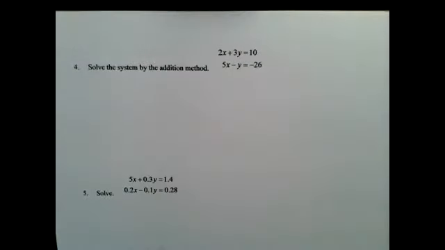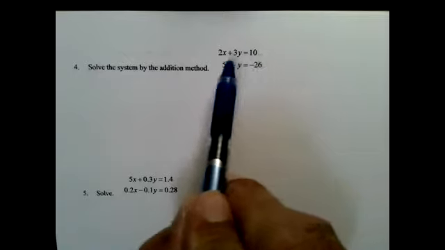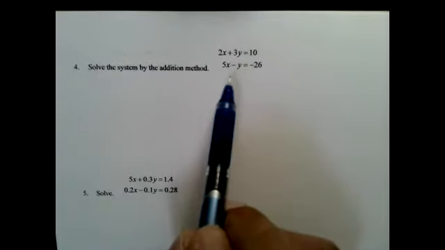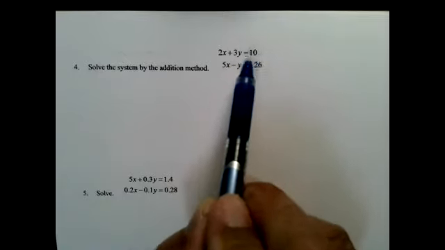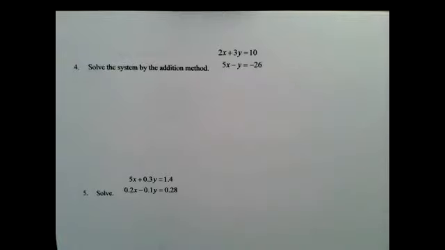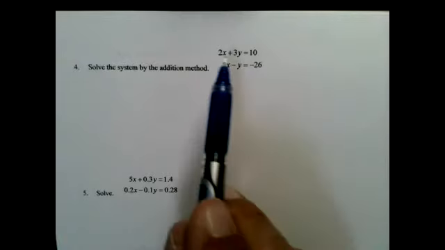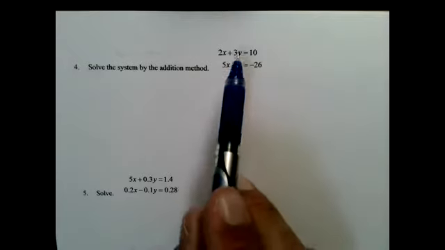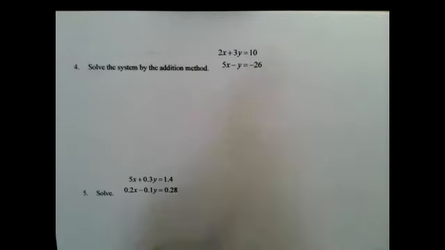Addition method. See if you can remember the addition method. That means I would take this line, take its left side, add it to this left side, its right side, add it to this right side. Well, right now, if I add them, I get 7x, 2y, and negative 16. And nothing happened.